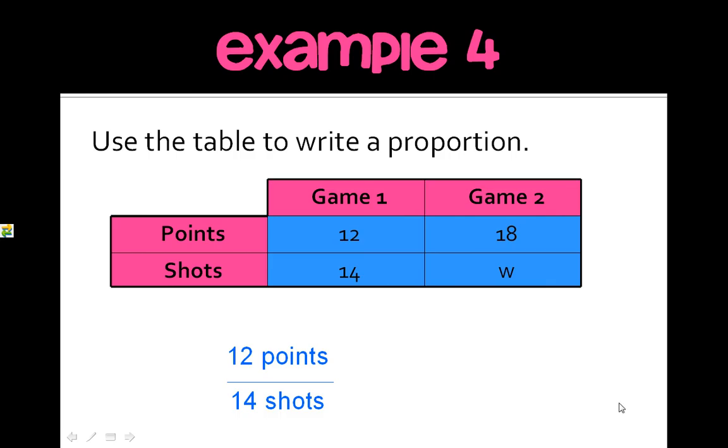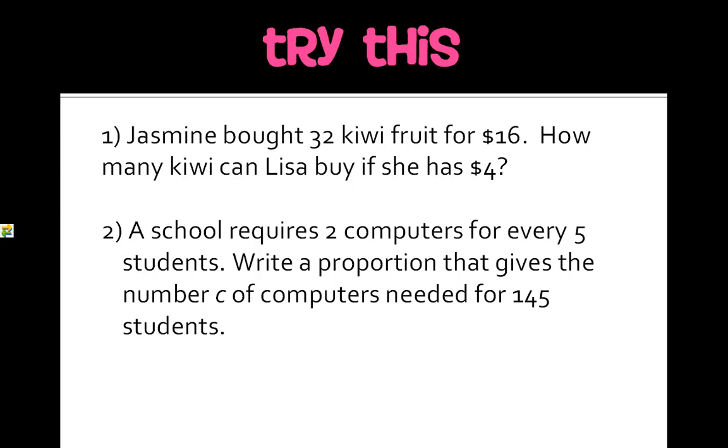Well, if this was proportional, in game 2 you got 18 points with W shots. Like I said, we're not solving here, we're just looking. And if you notice, my points match with my points, my shots match with my shots, my game 1 matches with my game 1, and my game 2 matches with my game 2. Okay, I want you to try these on your own, see what you can do.